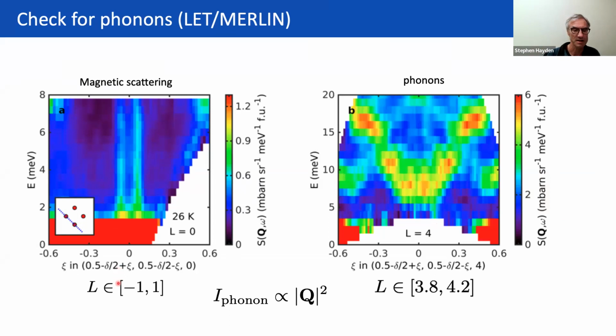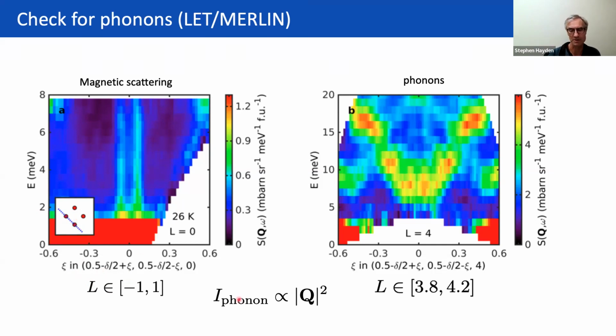So here we see some data where we're going through the peaks. This is now an LET along this dotted line here. And you can see this is the magnetic scattering here at low energies, so 2, 3, 4 millivolts. These rods are going through here. And this is measured with as small a Q as we can.